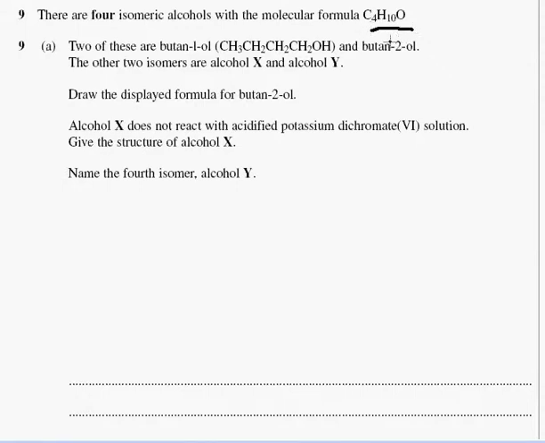Now, 2 of these are butan-1-ol and butan-2-ol. The other 2 isomers are alcohol X and Y. Draw the displayed formula of butan-2-ol. Okay, alcohol X does not react with acidified potassium dichromate. And name the 4th isomer, alcohol Y.